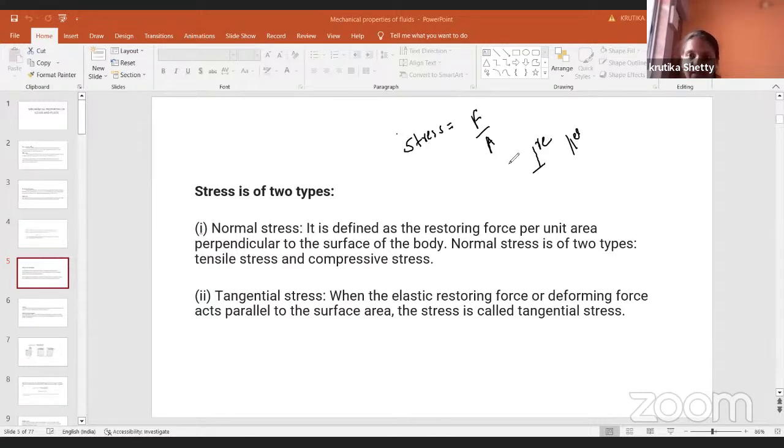Mathematically everything is the same, that is F by A. The only difference is, in case of normal stress it is perpendicular force per unit area. In case of tangential stress it is parallel force per unit area. Okay, so then next we have the strain concept.